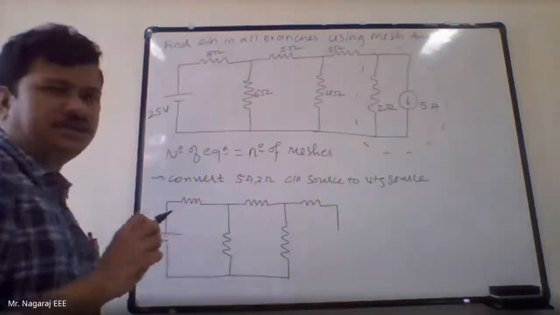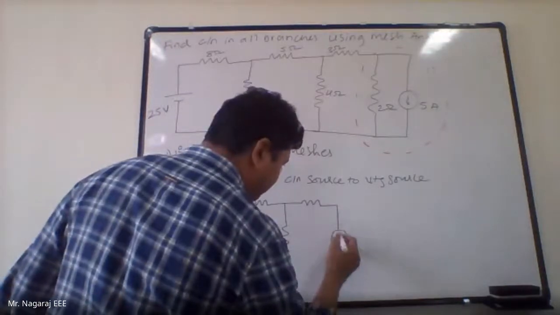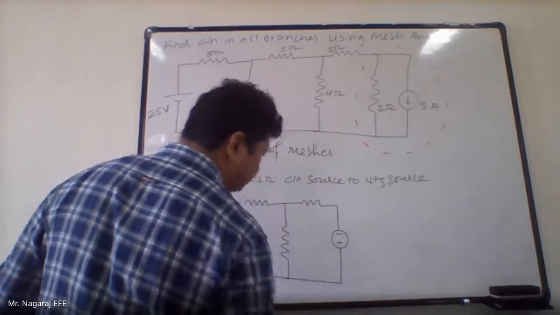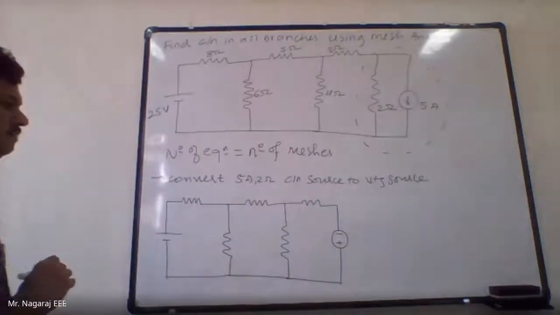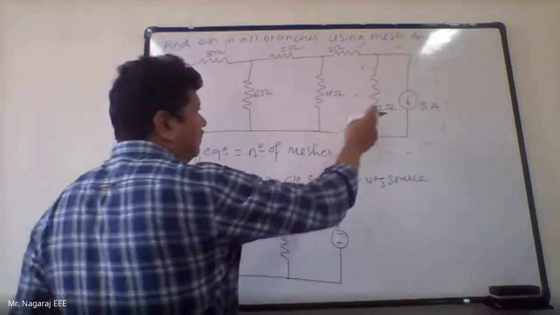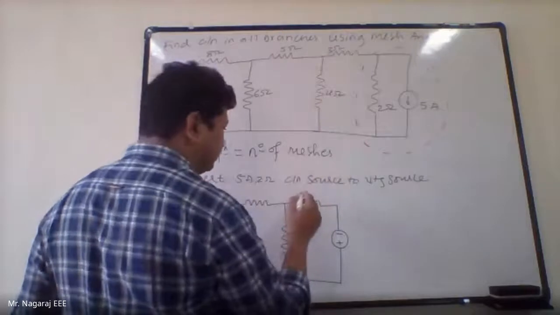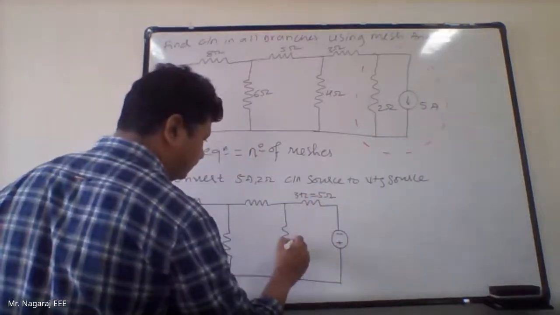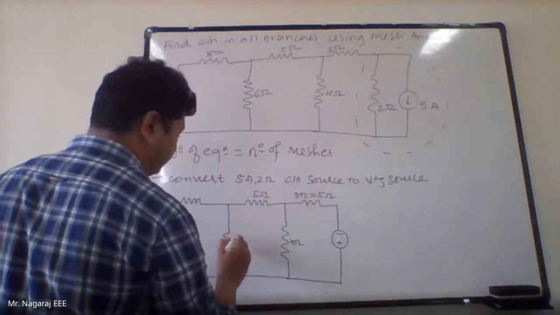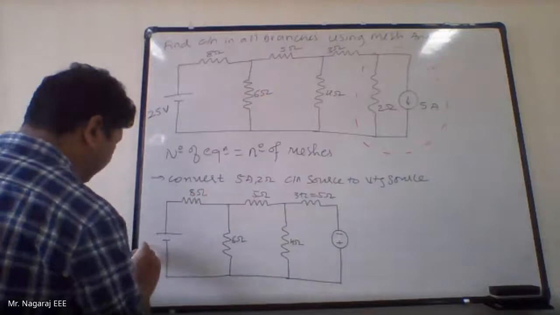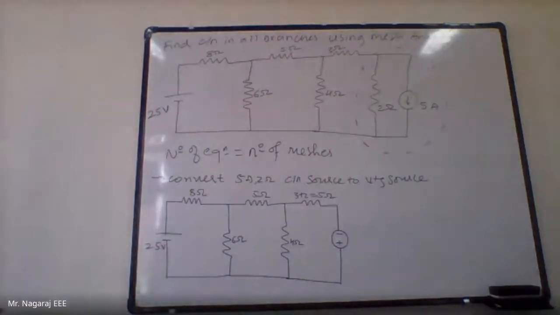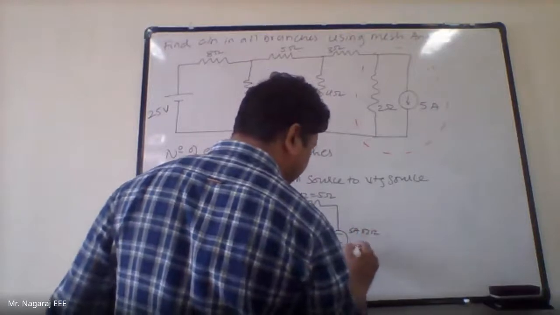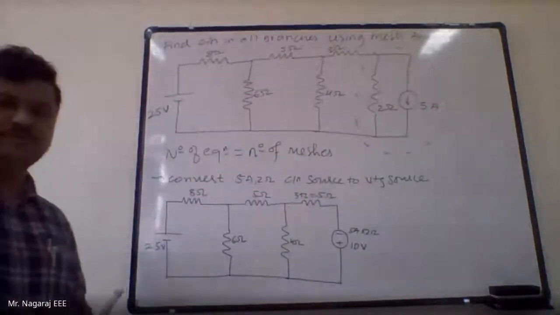The direction of the 5 amp current is downwards, so the voltage source will have its polarity, or direction, downwards. This is the circuit, and this resistance is the sum of the series resistance of the source and this 3 ohm resistance. So 3 plus 2 is equal to 5 ohms. This is 4 ohm, 5 ohms, 6 ohm, 8 ohm, and this is 25 ohms. Now this is the source, and the source value is 5 amps and 2 ohms. 5 amps into 2 ohms is 10 volts.